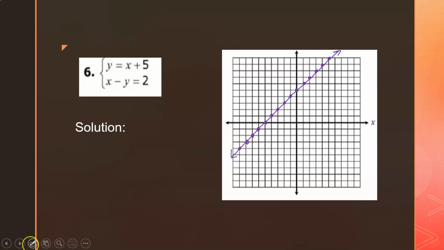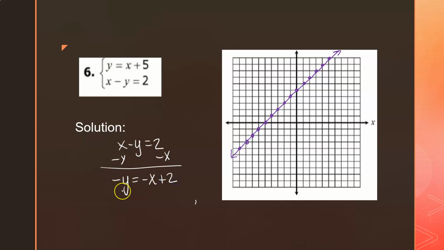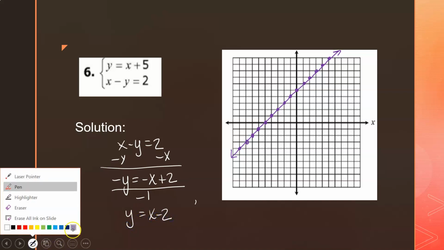Now let's move the other one around so that we get it to slope-intercept form. I'm going to subtract x from both sides, so I have -y equals -x plus 2. We still have that negative sign there, so we have to divide by -1. Y equals x minus 2. So let's graph that one.